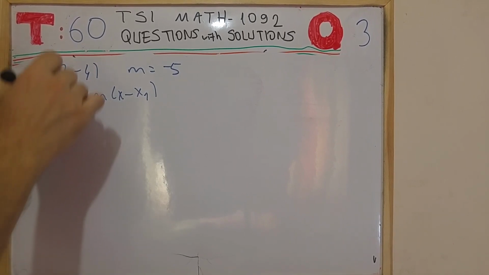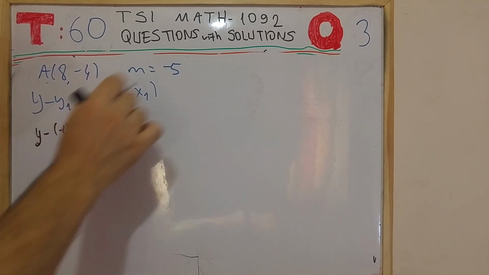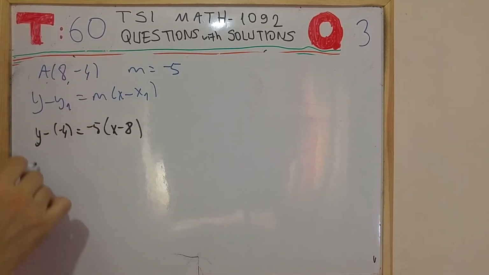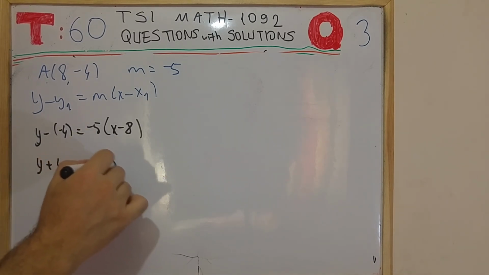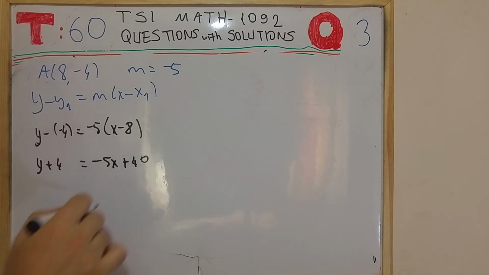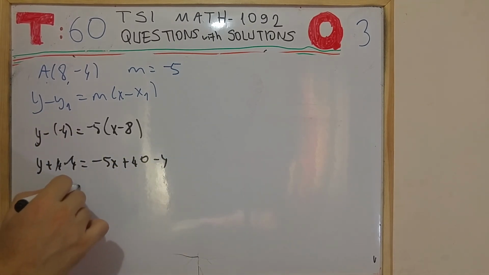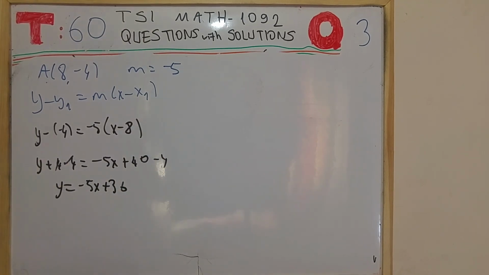y minus 4 this time is equal to minus 5 times (x minus 8). So y plus 4 is equal to minus 5x plus 40. When I subtract 4 from each side, y is equal to minus 5x plus 36.